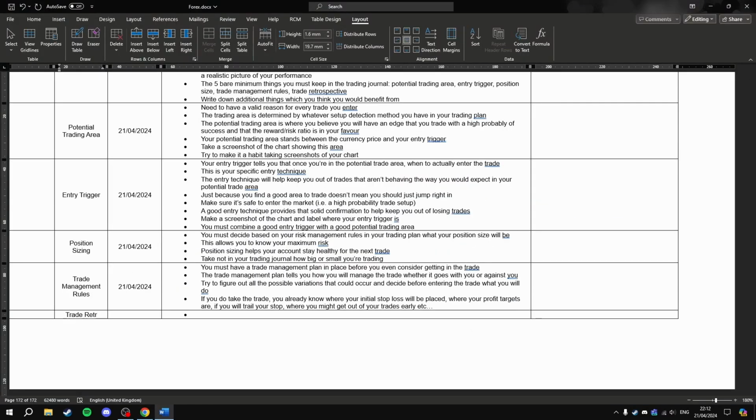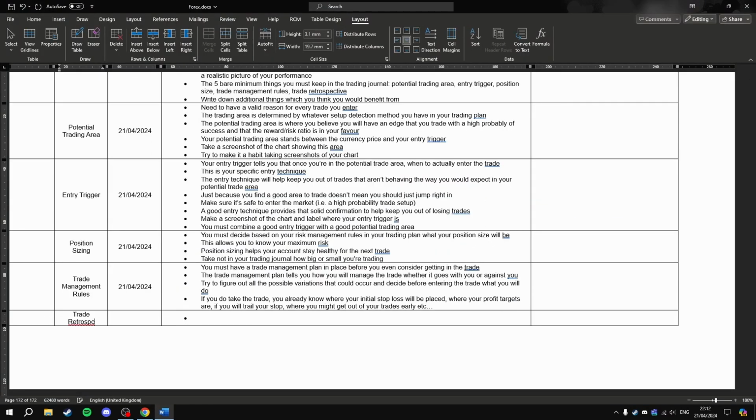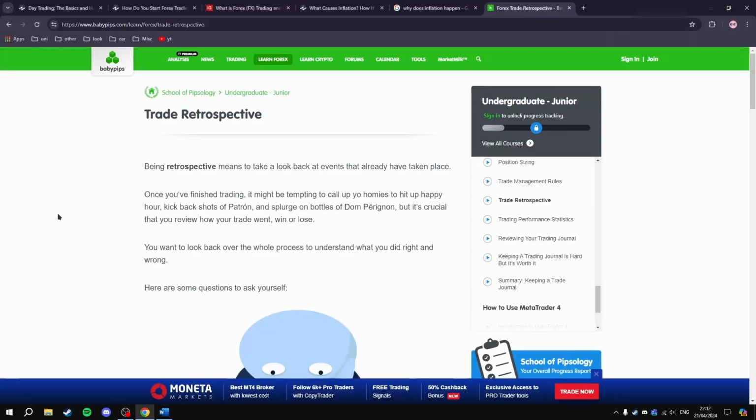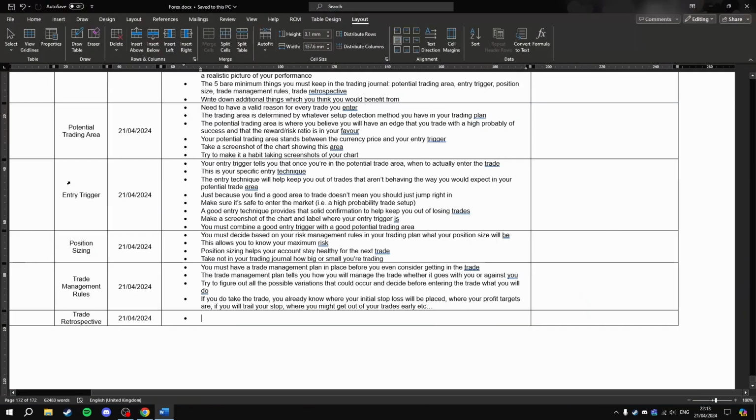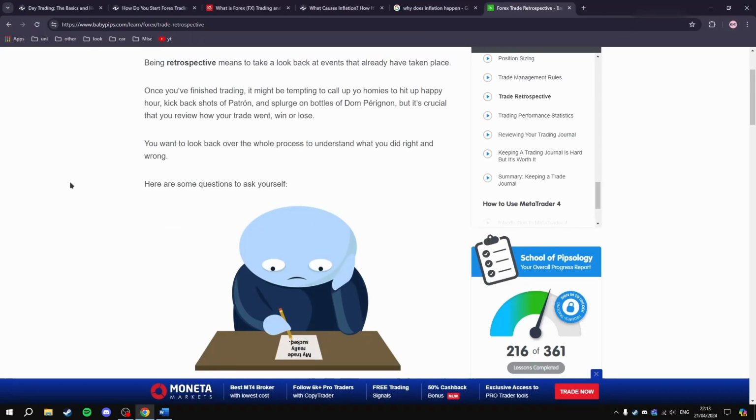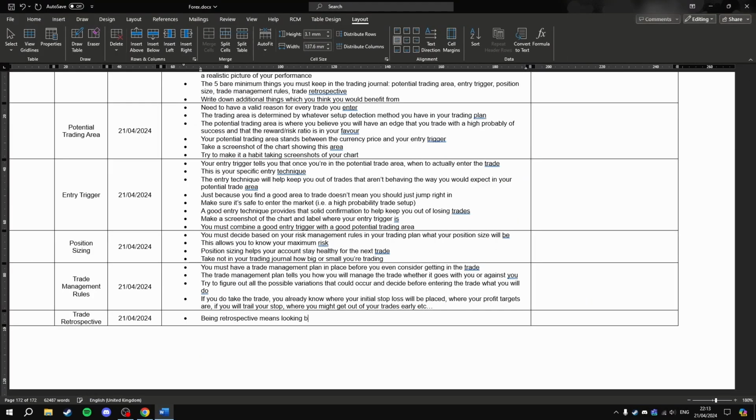Trade retrospective. Being retrospective means to take a look back at events that have already taken place.